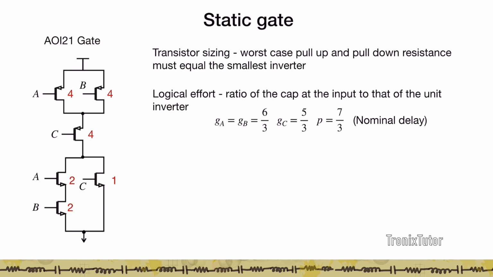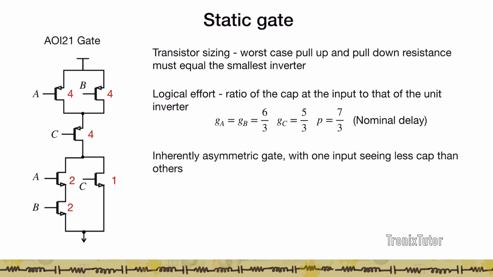So if I now look at the logical efforts at the individual inputs, the logical effort is nothing but the ratio of the capacitance at the input compared to that of the unit inverter. You see that inputs A and B have a logical effort of 2 because they have a net capacitance of 6, whereas the C input has a logical effort of 5/3. And if I just look at the nominal parasitic delay, basically ignoring any capacitors which are in the stacks, you see that the nominal parasitic delay is 7/3.